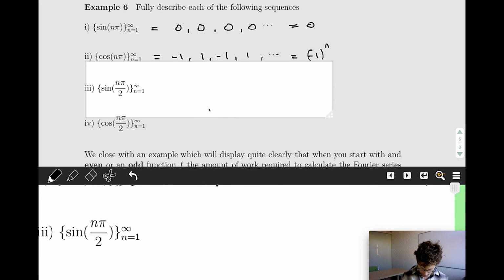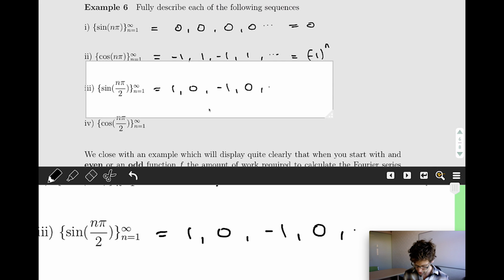Let's look at something a little bit more interesting here. Let's write out the terms for sine n pi over 2. For n equals 1, that would be sine of pi over 2, so that's 1. Sine 2 pi over 2, so that's sine of pi, which is equal to 0. Sine 3 pi over 2, well, that's equal to minus 1. And sine of 4 pi over 2 is sine of 2 pi, which is equal to 0. So you can see that this is a sequence going 1, 0, minus 1, 0, 1, 0, minus 1, 0. It's basically going around the unit circle.